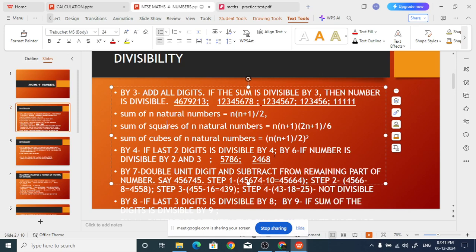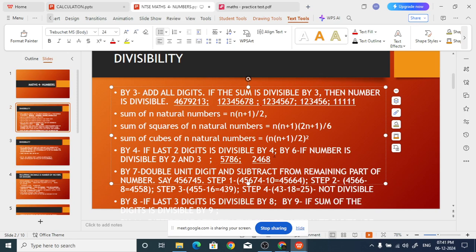Similarly, 2468, is it divisible by 4? Yes, because 68 is divisible by 4, so the number is divisible by 4. Next, finding whether a number is divisible by 5 or not, we know. If it ends with 0 or 5, then it is divisible by 5. Other numbers are not divisible by 5. So that's why I skipped it.